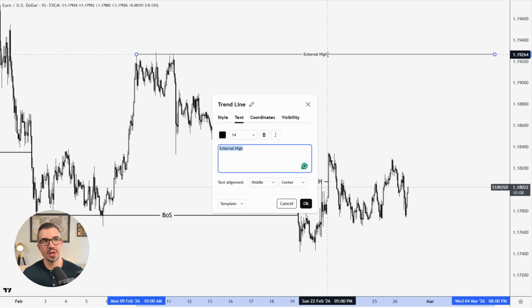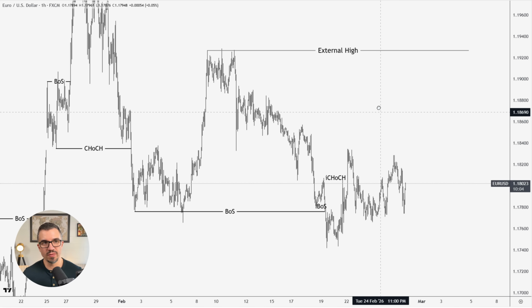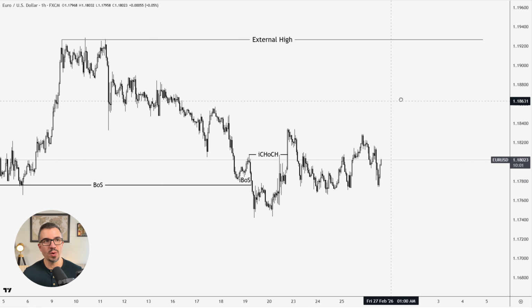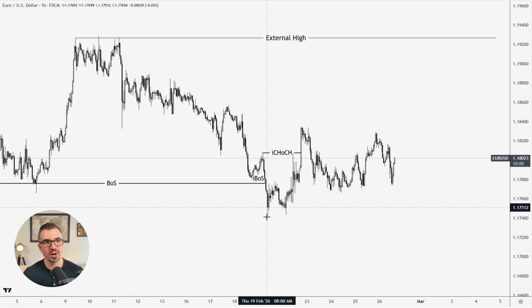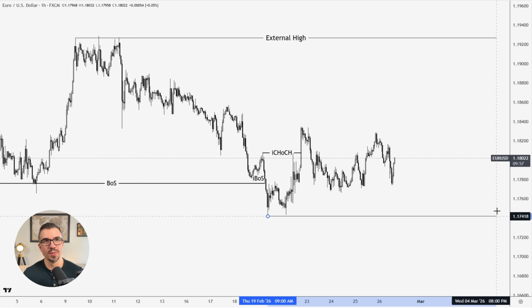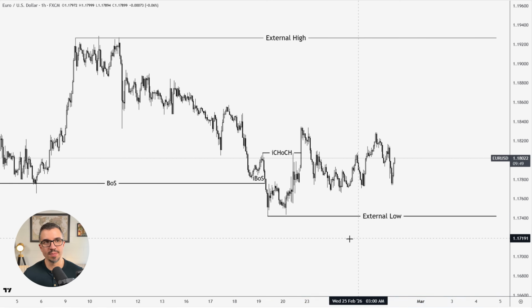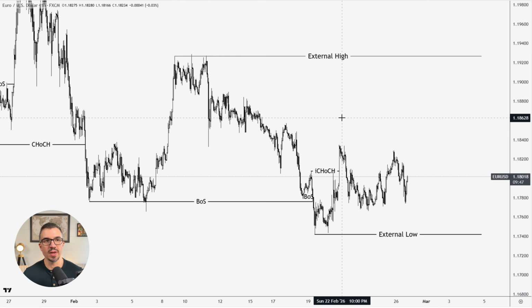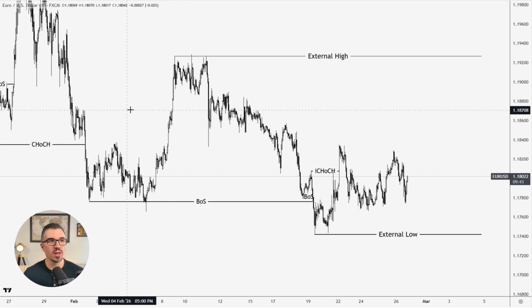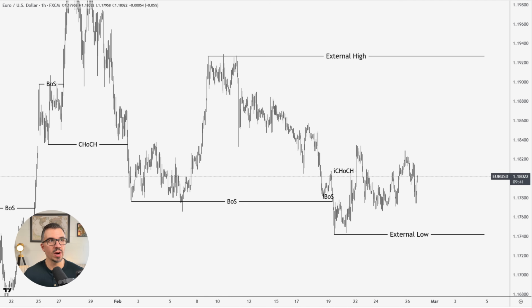And again, I encourage you guys to do this when you're marking up your charts so that everything is very crystal clear. Eventually, you won't have to do this. But when you're just starting out and learning this stuff, I do encourage you to label things as an IBOS, an I change of character, and also mark out your external highs and lows. It's going to help you a ton when you're going through the charts to keep everything straight, especially if you're trading multiple markets.